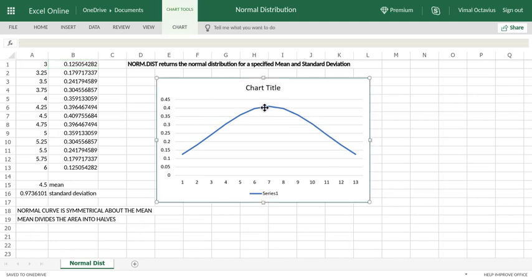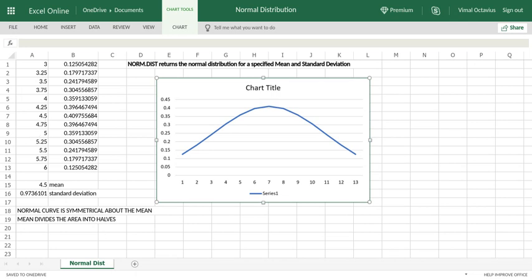Now, something interesting about this bell curve is that the mean, which is 4.5, is the center of the curve and divides the area into two halves. It simply means that if you look at the data set, you have equal number of values below the value of 4.5 and equal number of values above the value of 4.5. So the data is simply centered around the mean in a normal distribution.